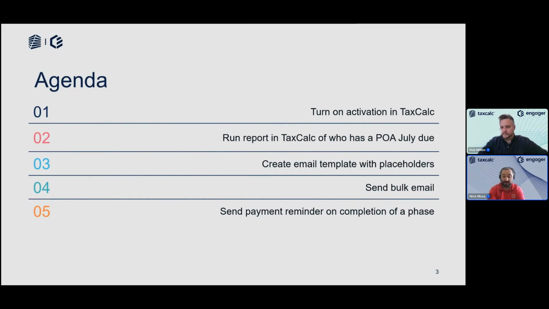And then the last one is a nice one that probably some people may not even know is available in Engager: the ability to have a template email ready to go out on the completion of a phase. So I'm going to show you what could effectively be sent out of Engager to your client, telling them what payment on account they've got to make at the point of filing the tax return. So that's quite a nice little touch in there.